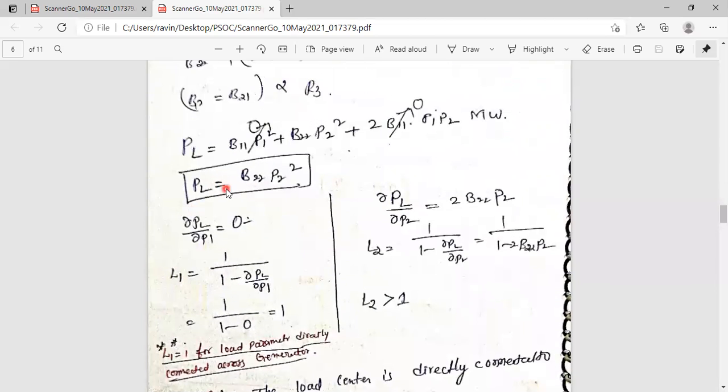If this happens, what we can say is penalty factor is always 1, right? Because of differentiation of this with respect to P1, there is no P1 here. PL is there. Differentiation of PL, that is the meaning of incremental transmission line loss.